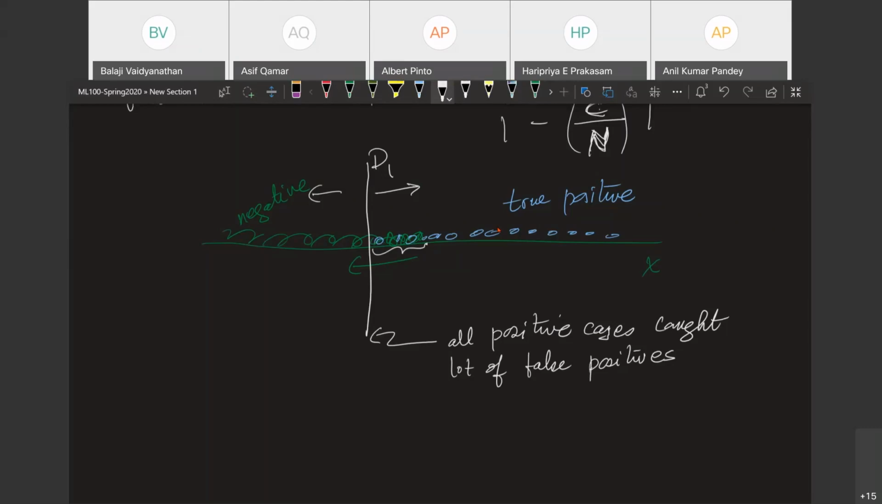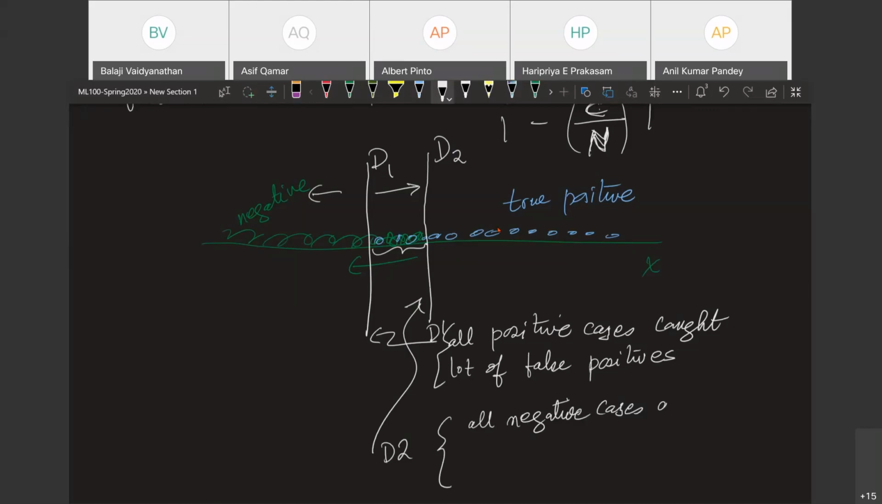On the other hand, if I make my decision boundary here, D2, what happens for D2? Do you notice that all negative cases are caught, right? Cases are correctly classified, but a lot of positive cases are missed.